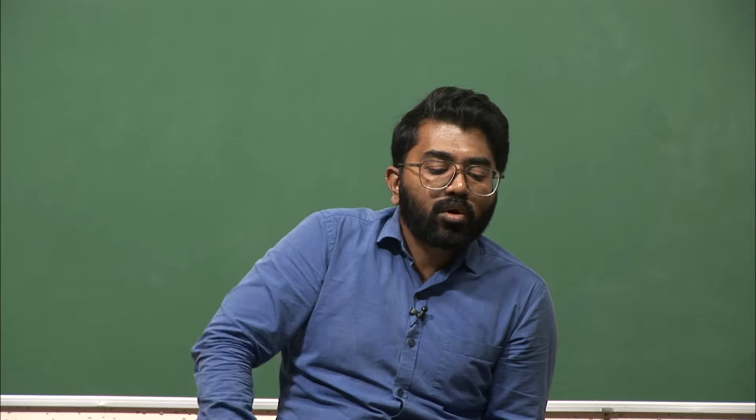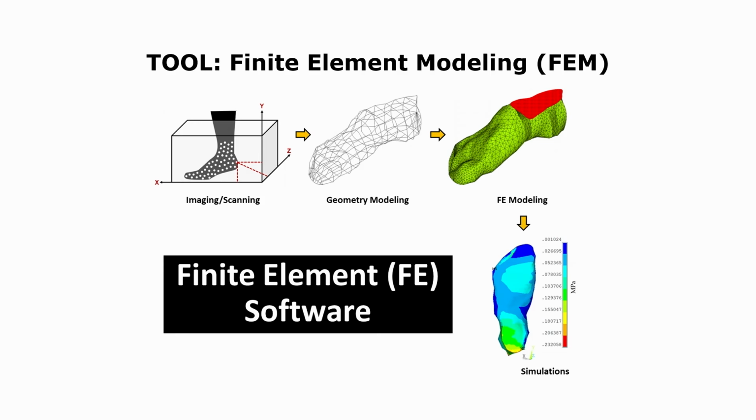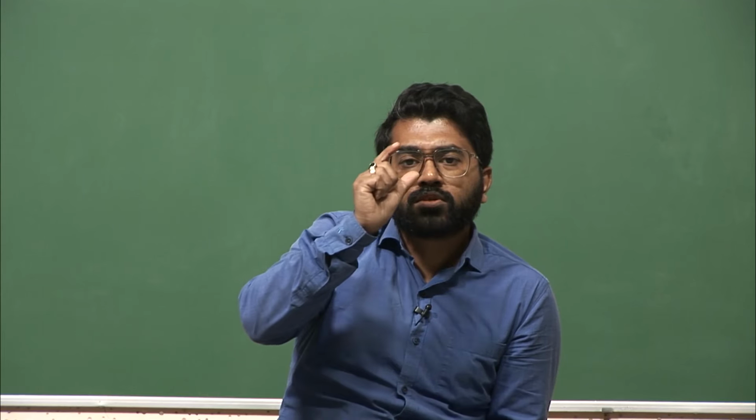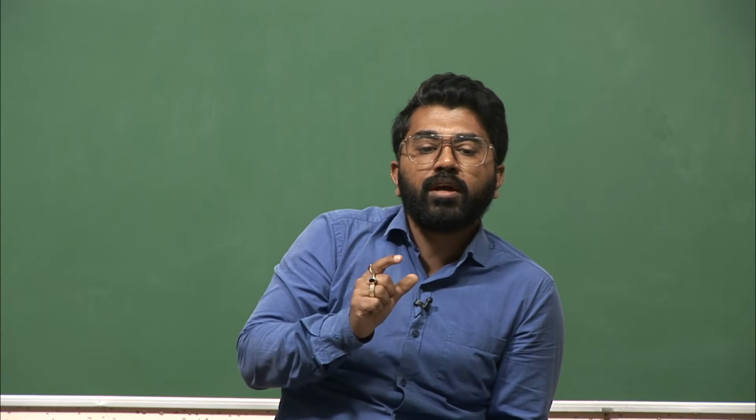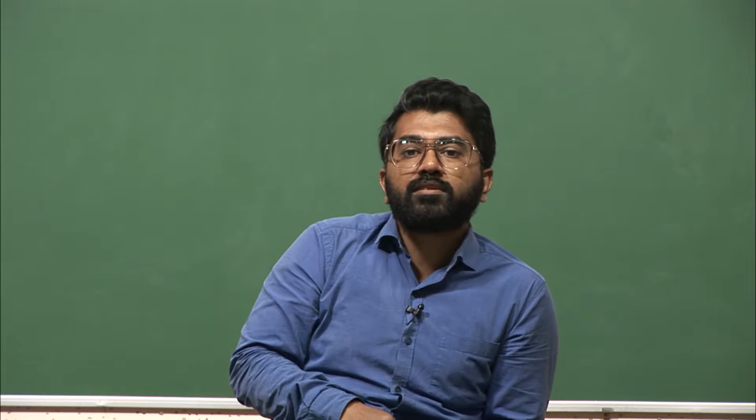So, once we have this model, we call this a geometrical model. We break this entire model down into small pieces, which are known as finite elements. Okay. So, we discretize or break this model down into small pieces, which helps us solve a very complex mathematical equation.